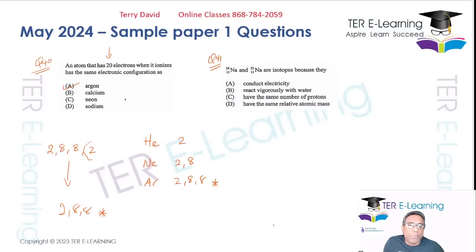We have sodium 24 and sodium 23, which are isotopes because... it's a strange question though. Question 41. What do you all think? No, guys, the answer for question 40 is going to be argon. It's air, right? So if it comes tomorrow, don't make that mistake.